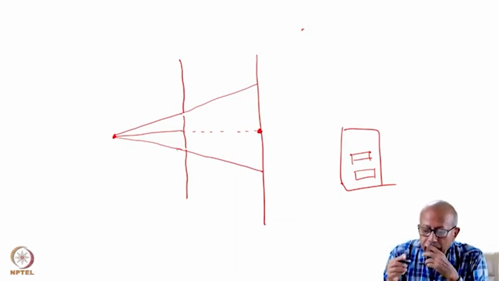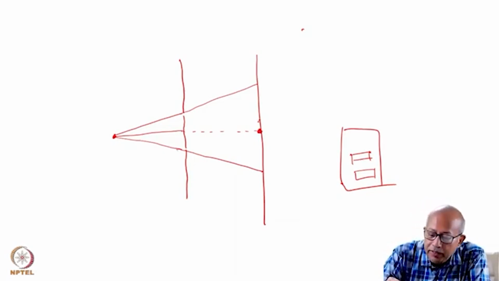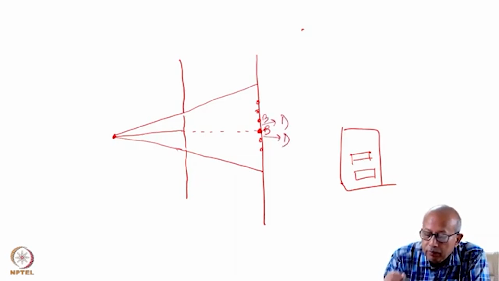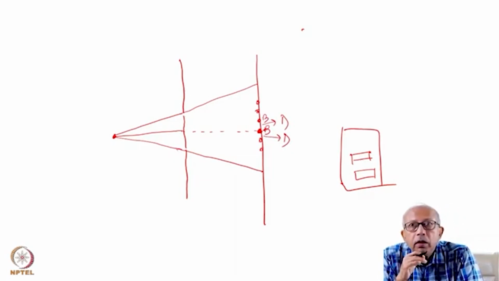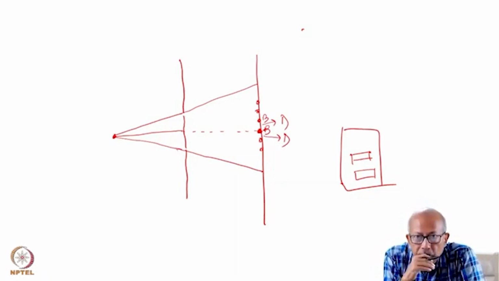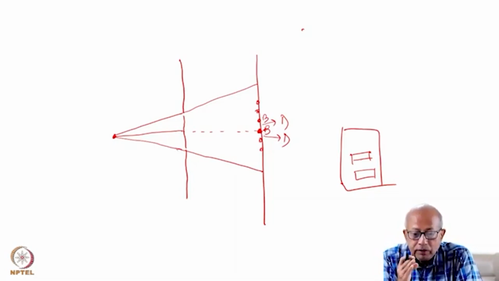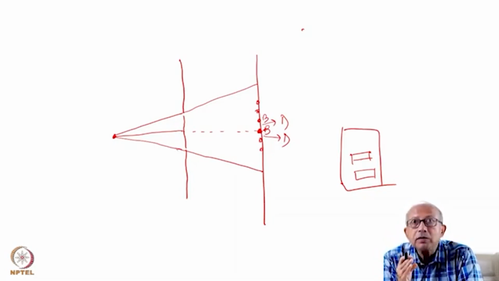And not only that, there were alternate bright and dark zones observed on the viewing screen. So these were bright, and in between, dark. Obviously, this observation could not be explained by the corpuscular theory proposed by Newton. But this observation can be explained if light travels as a wave.